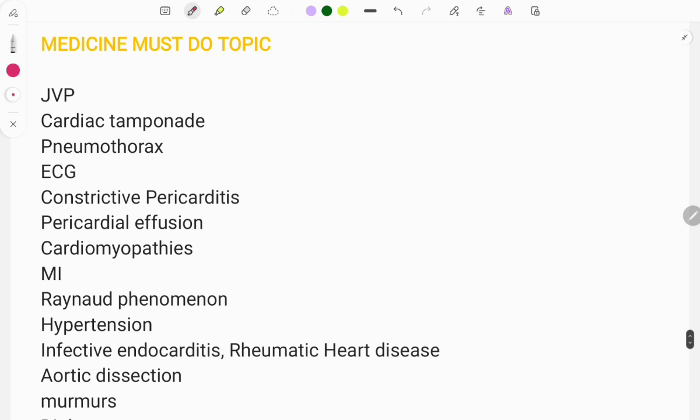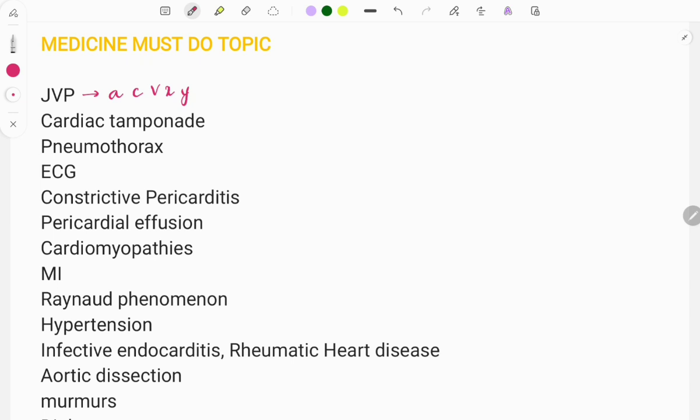So let's start. First, very important and frequently asked questions from this topic, that is the jugular venous pressure. From the JVP, the questions are asked according to the wave. There are A, C, V, X, Y waves, and you need to know which wave signifies what. Like the A wave signifies the atrial contraction, then the C wave signifies the tricuspid bulging. Okay, so you need to know all of this.